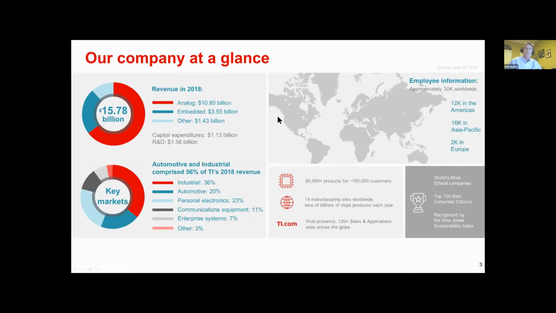Here's a breakdown of the company revenue in U.S. dollars. A total of $15.78 billion in 2018. With this breakdown, the largest segment of it is in the analog space. Still a significant player in embedded processing technologies, and then $1.43 billion in other businesses. Many people know Texas Instruments for the calculator business, and that's still part of what we do, but it's a relatively small part of our business.